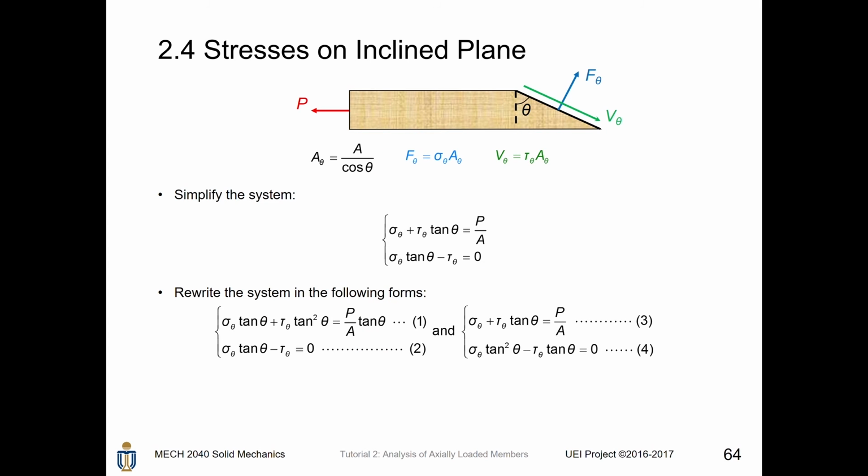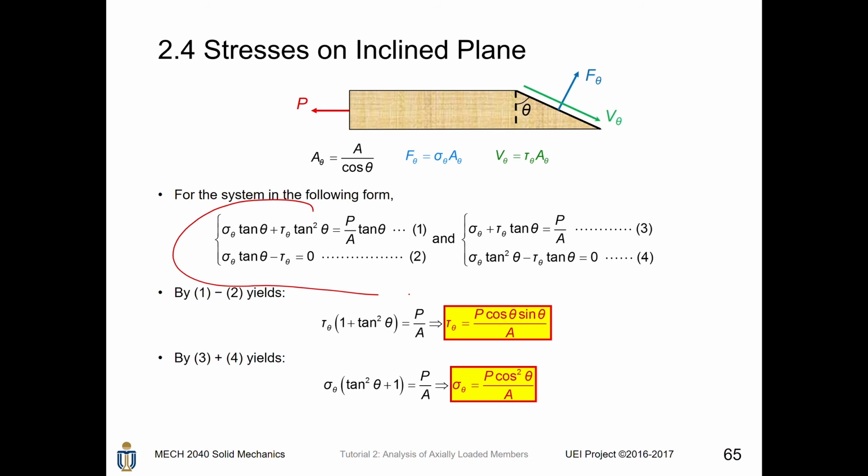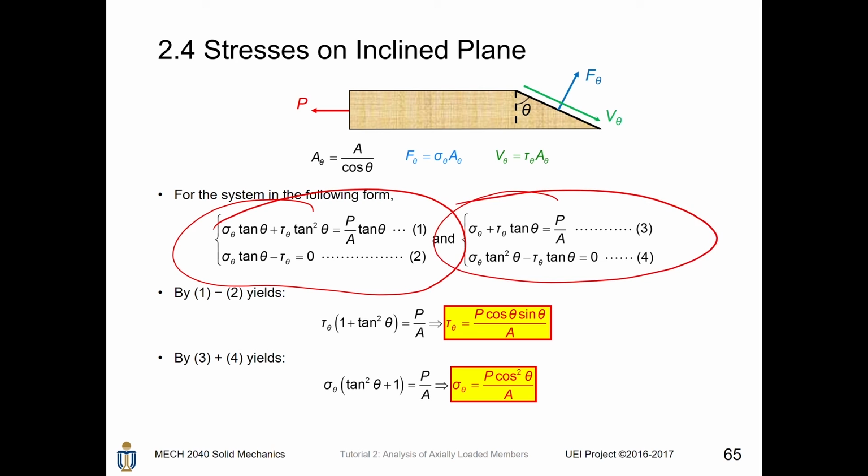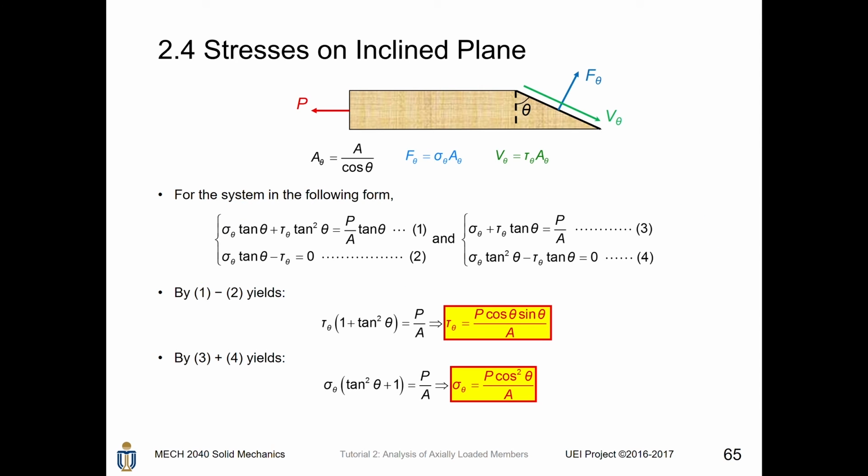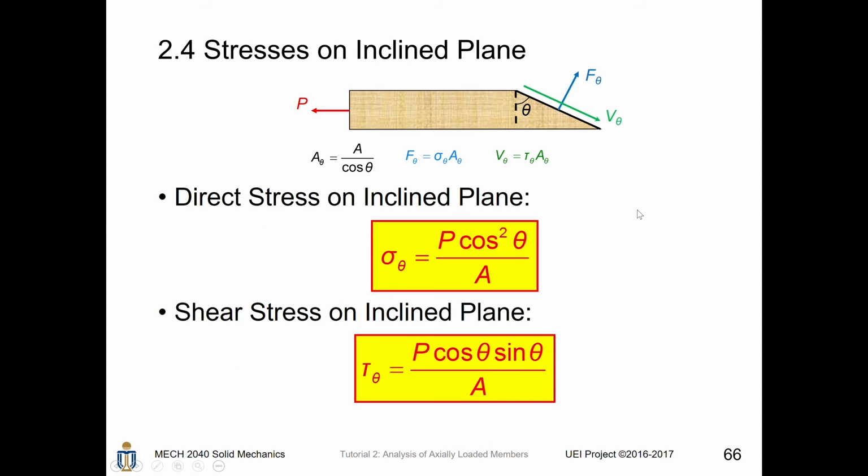Then we simplify the system. Besides, we rewrite the system such that we can do some cancellations of the equations. For those two rewritten systems, we adopt 1 minus 2 to get this result. Besides, by this rewritten system, we have the direct stress of the inclined plane. Finally, we see those two important results.